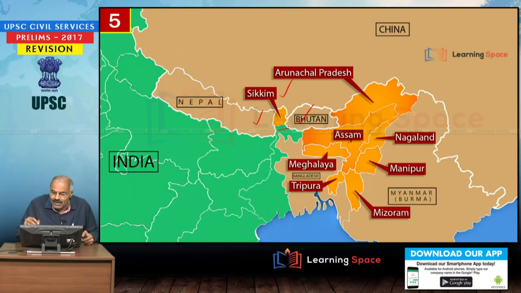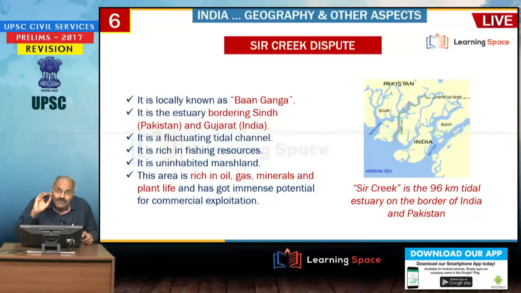At the same time, if you look at Arunachal Pradesh, it shares boundaries with Bhutan, China as well as Myanmar, and 2 states, Nagaland and Assam. So like that, please go through all 8 states of the northeastern part of the country. This is very important. And if you look at the Sir Creek dispute, you should have a clear idea about this Sir Creek dispute as well as the Indus water treaty, because these are quite often in the news. This Sir Creek is also known as Ban Ganga.